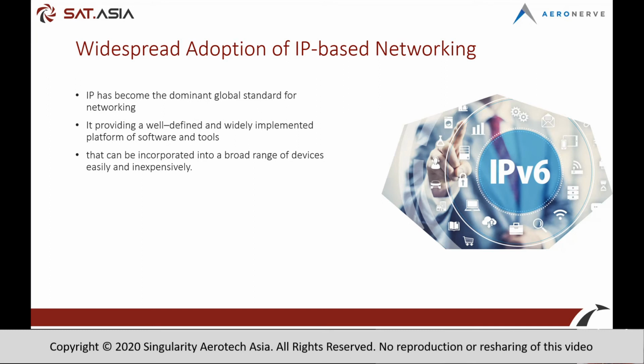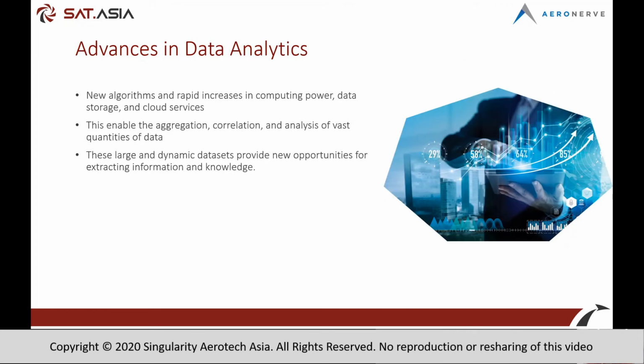Widespread adoption of IP-based networking. So IP has now become a dominant global standard for networking. It provides a well-defined and widely implemented platform in software and tools, and it can be used in a very broad range of devices. Advanced analytics, okay. People are coming up with new algorithms, with rapid increases in computing power, data storage and cloud service. This is also one of the elements that makes advances in data analytics.